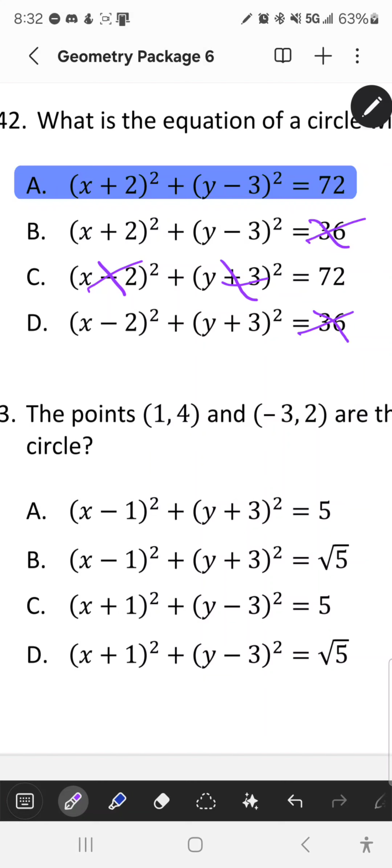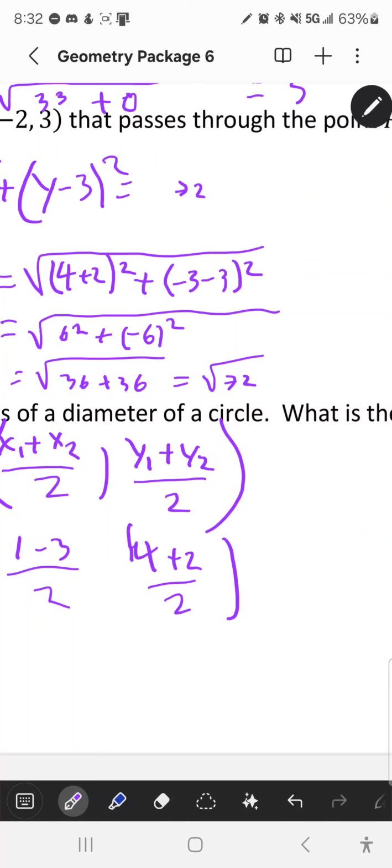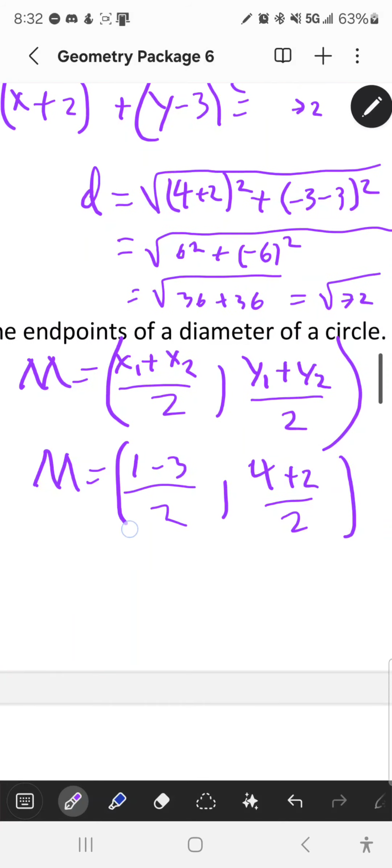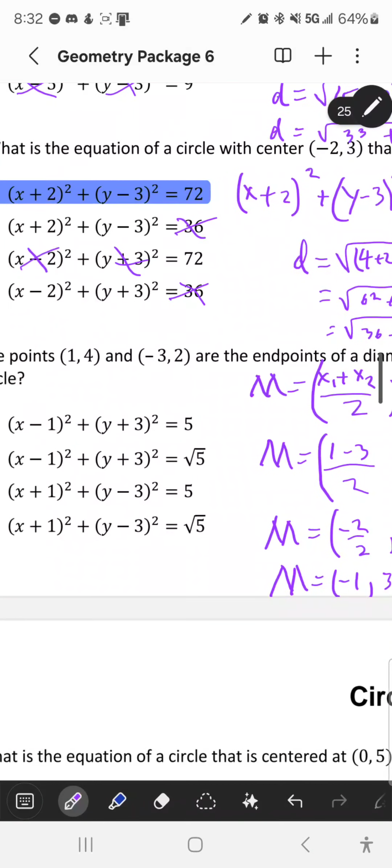And now y1 is 4 and y2 is 2. So 4 plus 2 over 2. So 1 minus 3 is negative 2 over 2, comma, 4 plus 2 is 6, 6 over 2. Midpoint equals negative 2 over 2 is negative 1, comma, 6 over 2 is 3. So negative 1, comma 3.